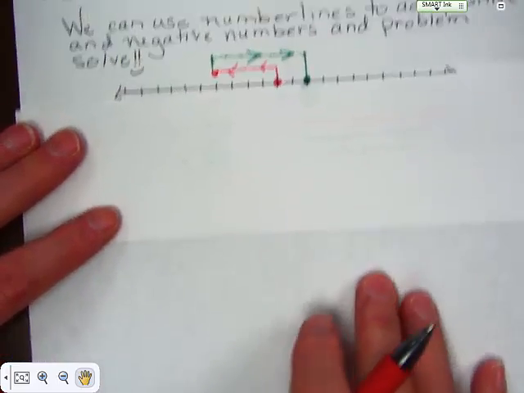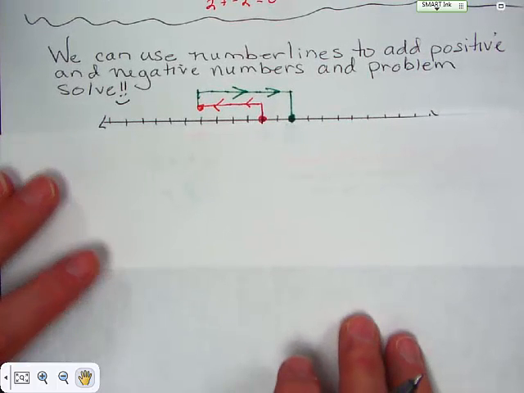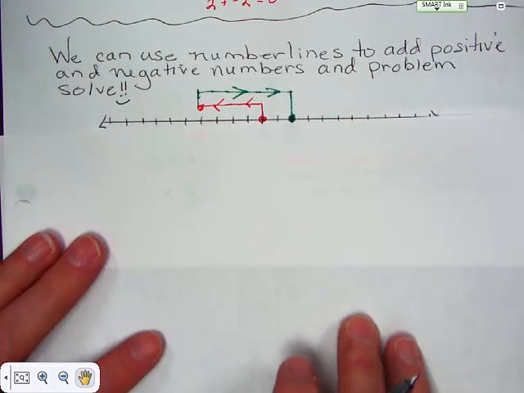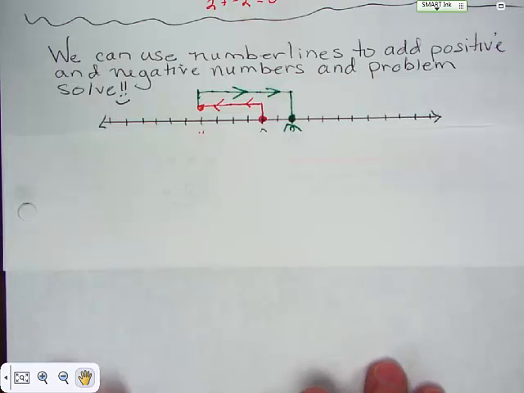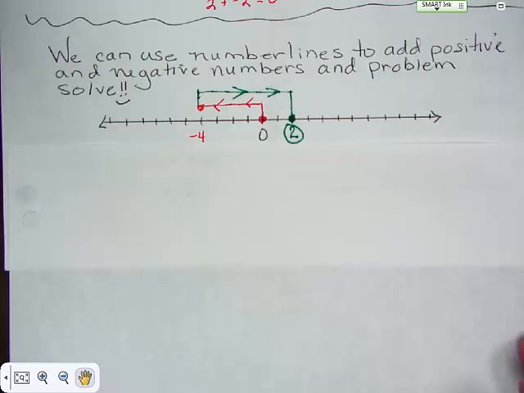We can use the number lines to add positive and negative numbers and to problem solve. Now, some of you probably can already handle adding positive and negative numbers, and if you can, hallelujah, I am happy for you. But some of us still need to use the number lines just to help us to remember what direction we're going and what sign our answer should have.